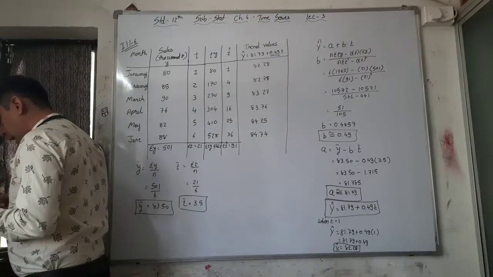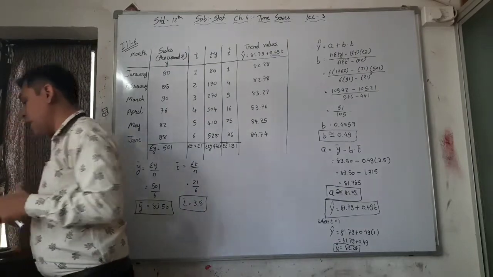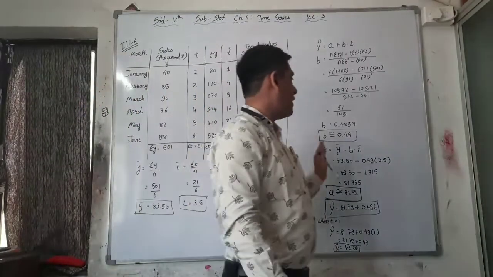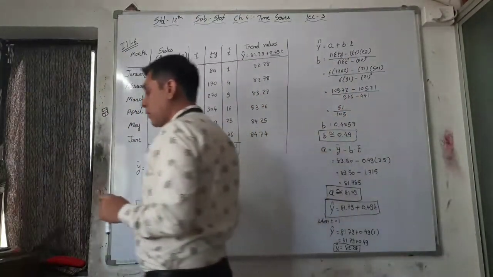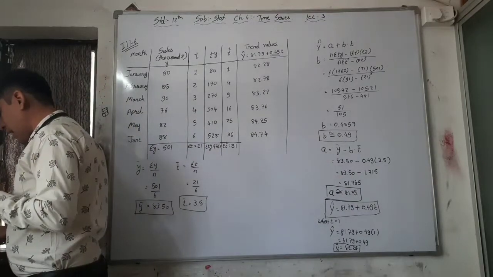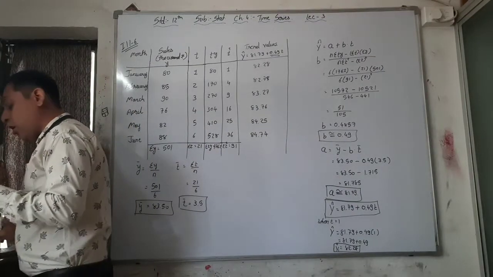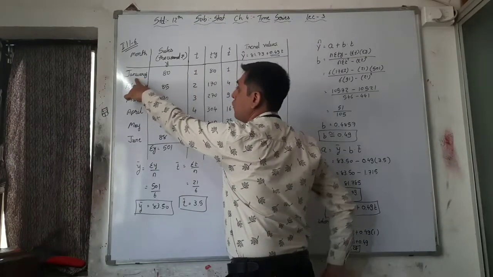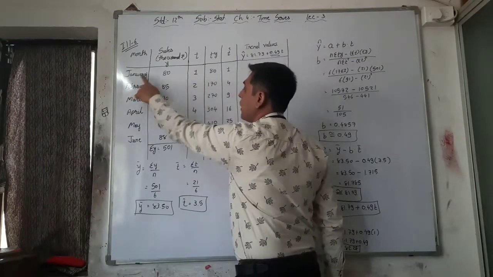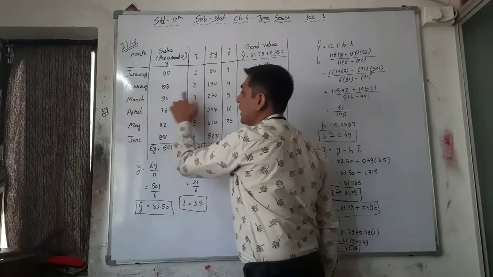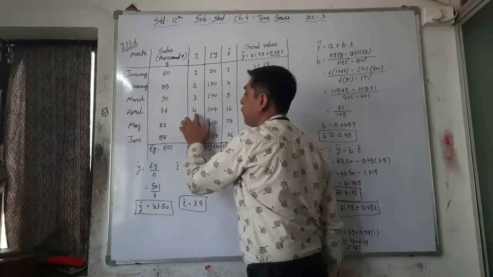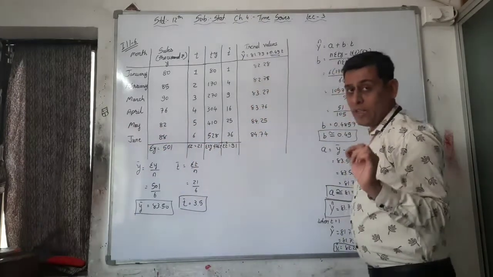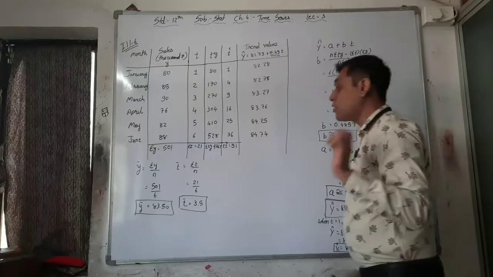Fit a linear trend. First question is complete and thus show it graphically. Leave half a page for the graphical method. And then the last question, estimate the sales for the month of August. See, here January is written as 1, our first month. February is the second month, March is third, April fourth, May fifth, and June is the sixth month. And they are asking about the August month.